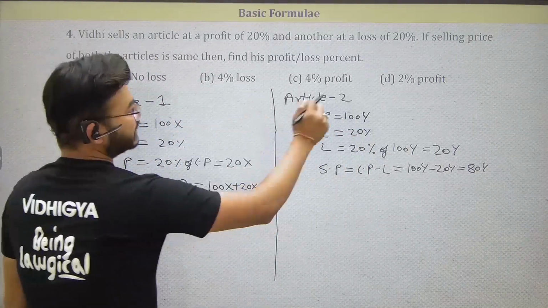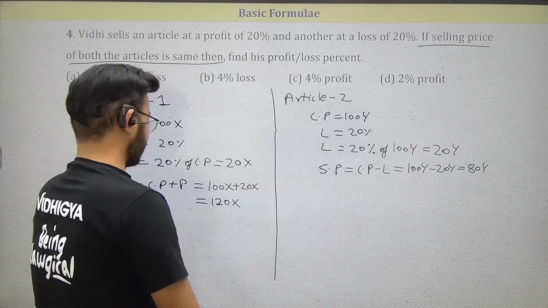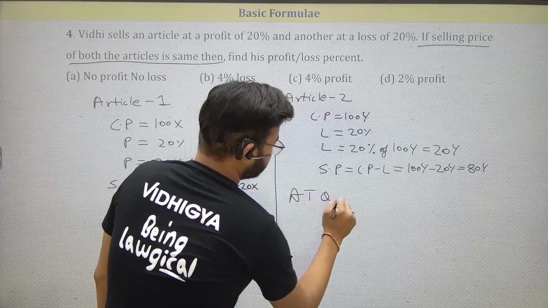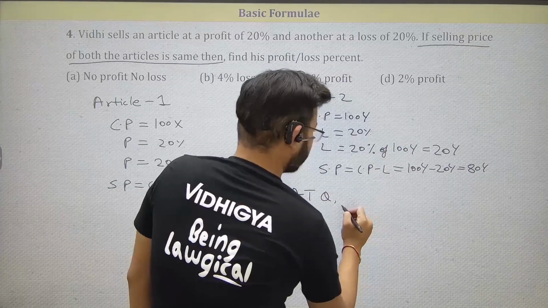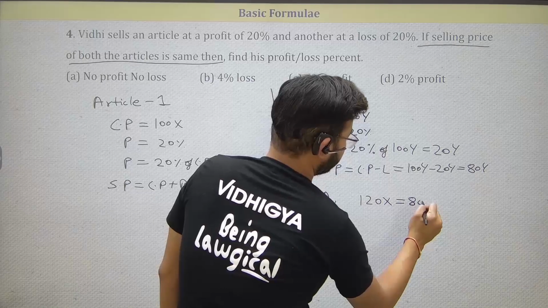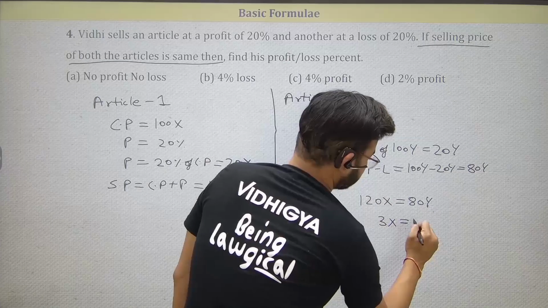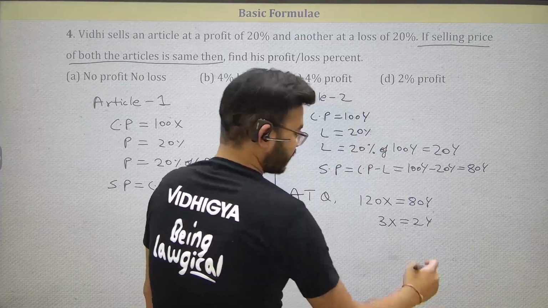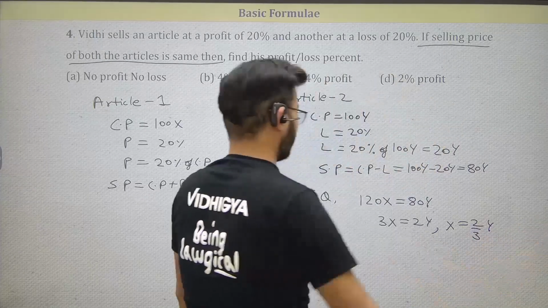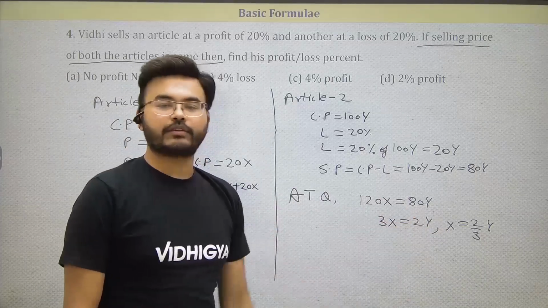Now according to the question, it is given to us that selling price of both the articles is the same. Okay. So that means according to the question, selling prices are equal. That means 120x is equal to 80 times y. So simply we can say that 3x is equal to 2y, or x is equal to 2 by 3 times y. Okay. This is the relation we get after solving this equation.